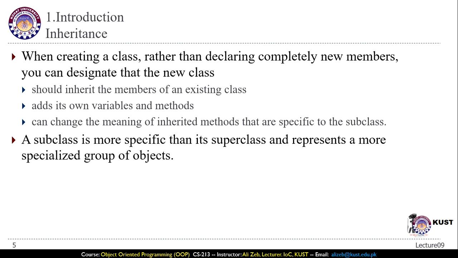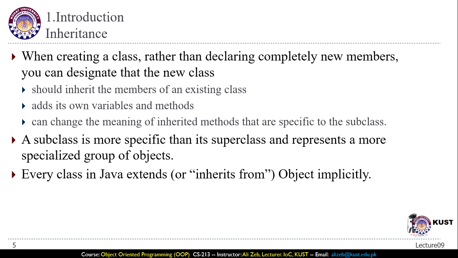Similarly, we can say that a current account is an account, but it is a special kind of account. And a savings account is an account, but a special kind of account where it has the capabilities of an account, but it has some of its own additional details. In all of these examples, we can see that we are going from generalization towards specialization. So a subclass is a more specific version of its superclass, and it represents more specialized groups of objects, as we saw in the examples.